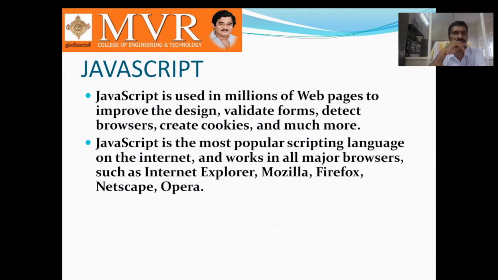The main functions of JavaScript are these: validate forms, detect browsers, create cookies. What are cookies? We will see that topic later. JavaScript is the most popular scripting language on the internet and works in all major browsers. All browsers support JavaScript: Internet Explorer, Mozilla Firefox, Netscape, Opera, like that.